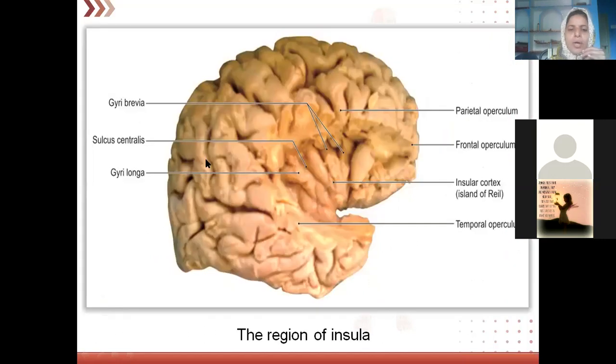We should always know which is the anterior end. This is the frontal area, this is parietal, this is occipital, this is temporal. So this is the frontal operculum. This is the temporal lobe, so this is the temporal operculum. Here also we find sulci and gyri. The depressions are called sulci, and the elevations in between are called gyri. The gyri which are long are called gyri longa, and the smaller ones are called gyri brevia. There is one sulcus exactly in the center of this insula, which you call sulcus centralis. Insula itself can be a 5 marks or 3 marks question.